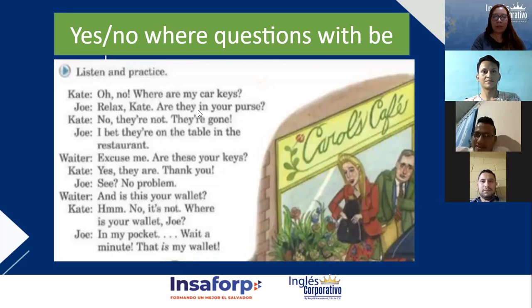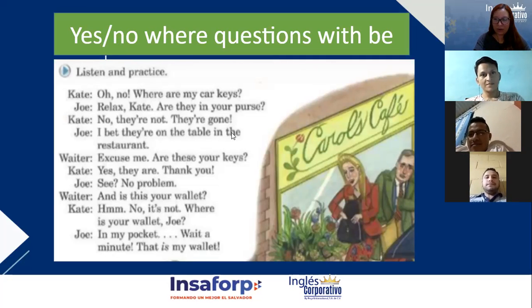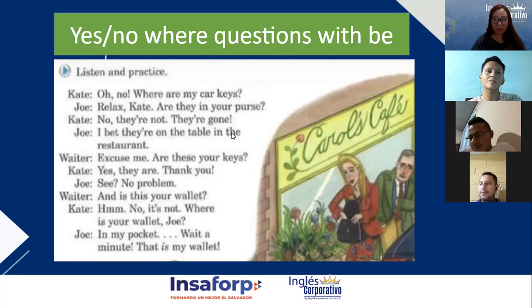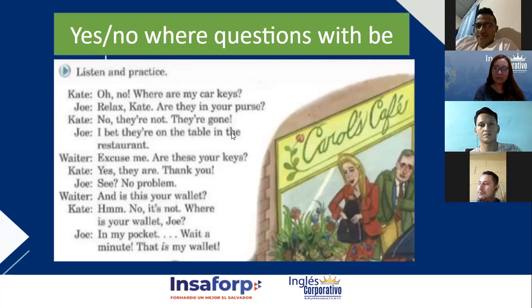Ahora bien, tenemos un par de cosas que son preámbulo en esta conversación para el tema de ahora, que serían yes o no y where questions utilizando el verbo to be. Ok. Ayer iniciamos a ver la estructura de esto. ¿Cuál es la estructura de las preguntas con el verbo to be? Veamos. ¿Preguntas de sí o no con el verbo to be? Jason. Verb to be más subject más complement. Exactly. Thank you. Esa es la estructura para las preguntas de sí o no.